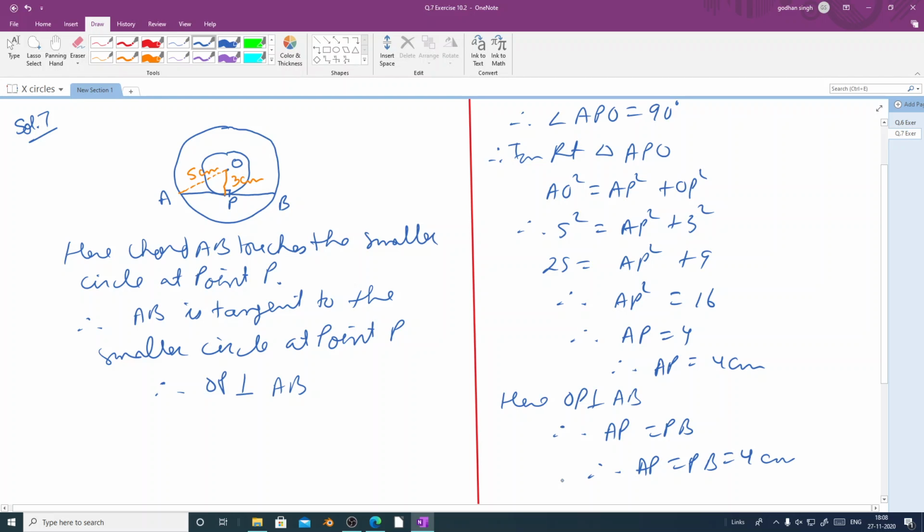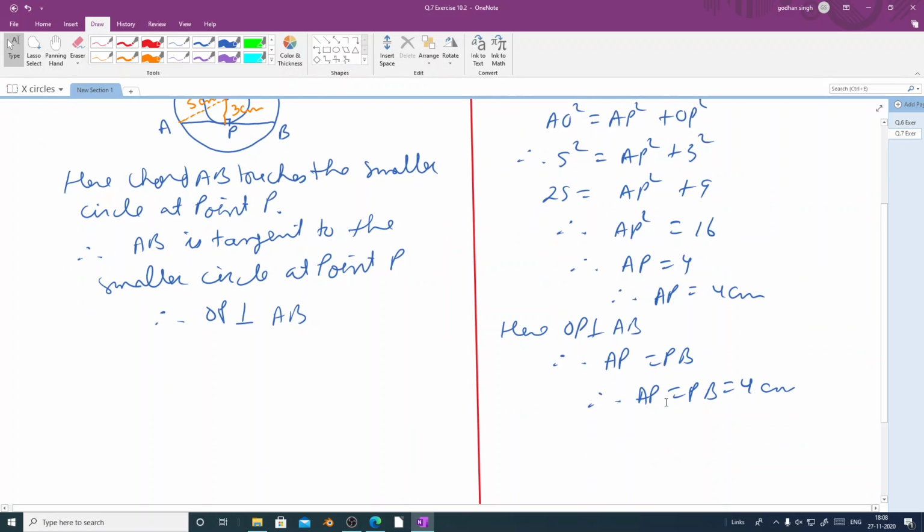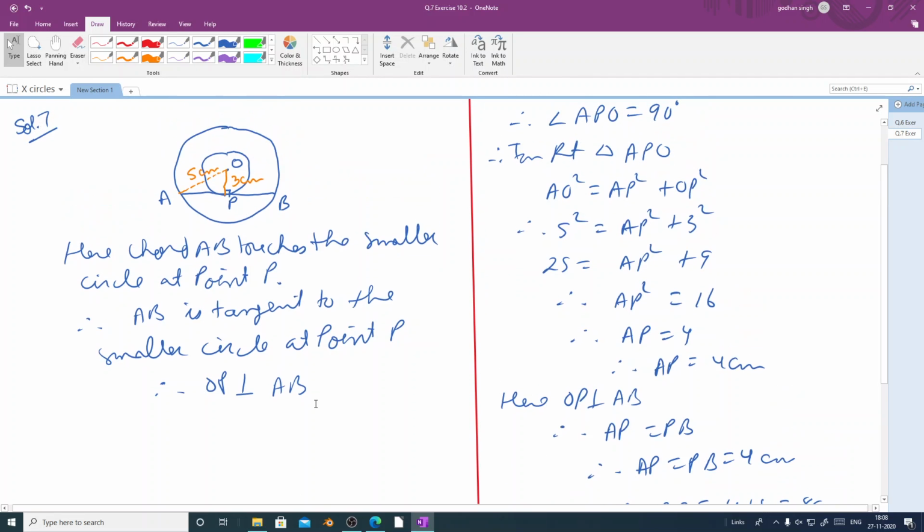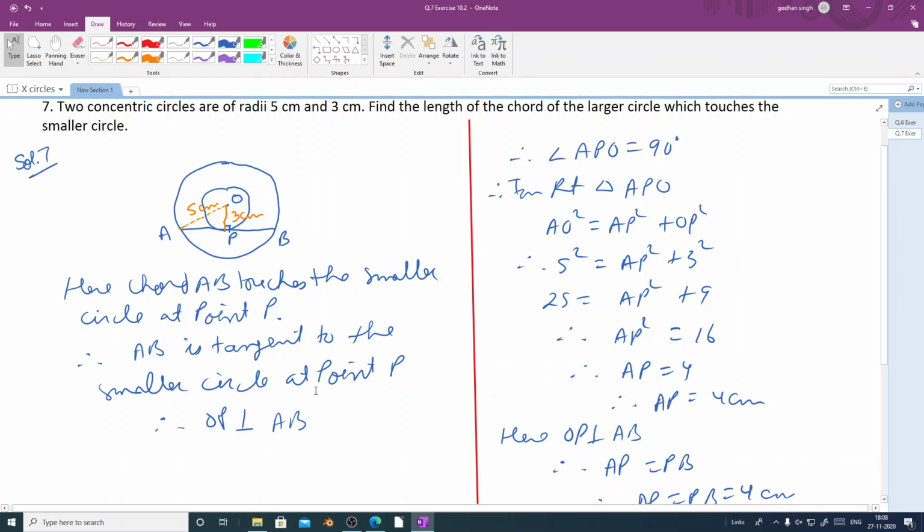And therefore, the length of AB will be equal to AP plus PB, and that is equal to 4 plus 4 equal to 8 centimeter. So what is the length of the chord? So the length of the chord, which is in the bigger circle, that is AB, touching the smaller circle at point P, is 8 centimeter. So this is the solution of question number 7.